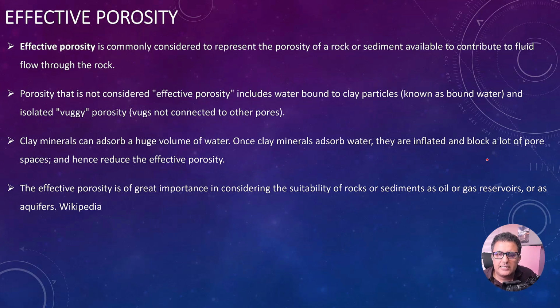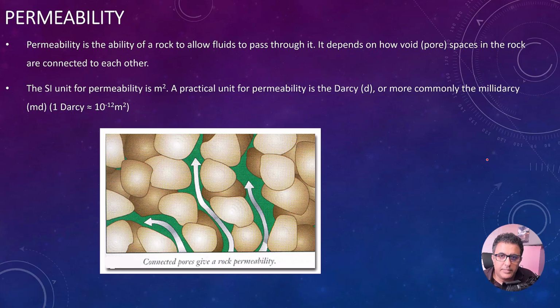Another example is the porosity of the isolated pores. If we have a pore in a rock that is not interconnected to other pores, again, this is another example of a pore that cannot contribute to fluid flow. So we may call it the isolated pores, or we may call it the vug porosity or vugs, for this example.